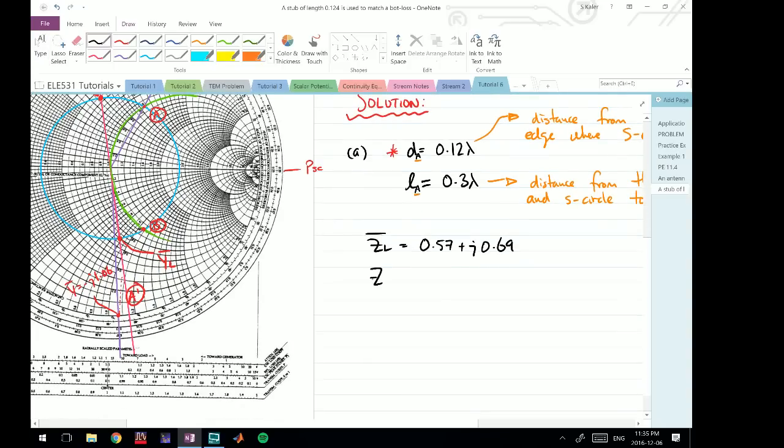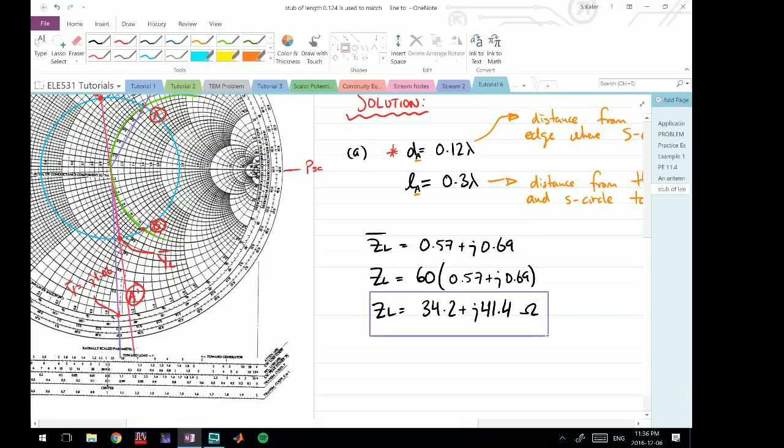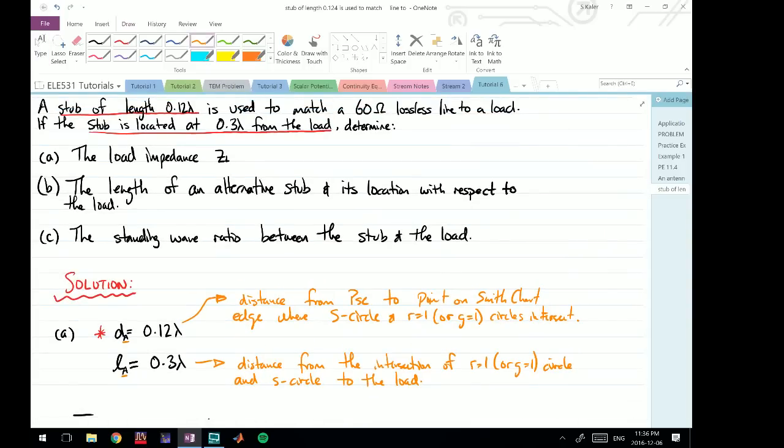So what's the actual value of ZL? The actual value of ZL is just going to be 60, which is the characteristic impedance, times this normalized value. And if I multiply that out, I will find that ZL is going to be 34.2 plus j41.4 ohms. And so that now is my ZL. So we've completed the first part.